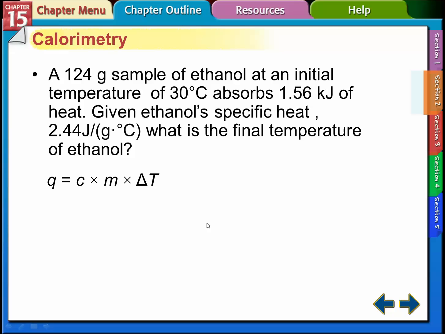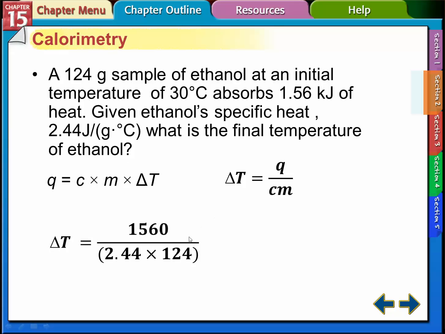So again, I like to rearrange the equation to get the variable I'm solving for by itself. So this would be Q divided by C times M, which gave me these numbers plugged in here. And I got a little over 5 degrees. Okay, so what am I going to do with that? That's not the final temperature, right?